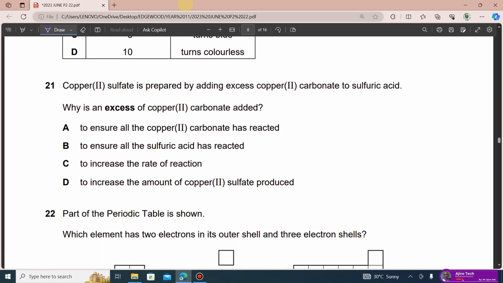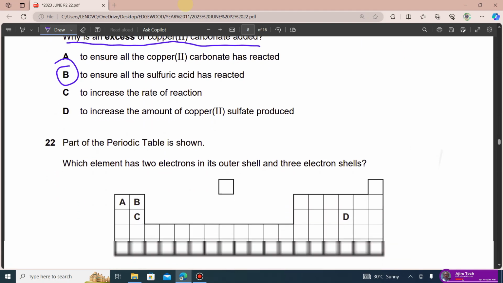Copper 2 sulfate is prepared by adding excess copper 2 carbonate to sulfuric acid. So why is an excess of copper 2 carbonate added? Of course, to ensure that all of the acids have reacted. That is why you keep on adding excess copper 2 carbonate. This is under salt preparation, to ensure that you use up all the acids.